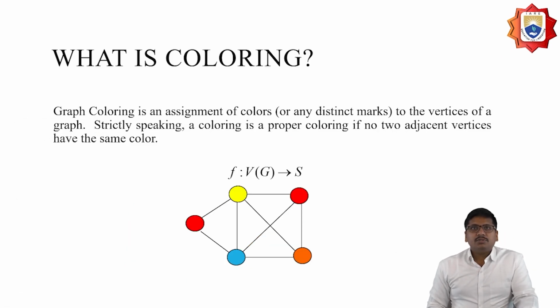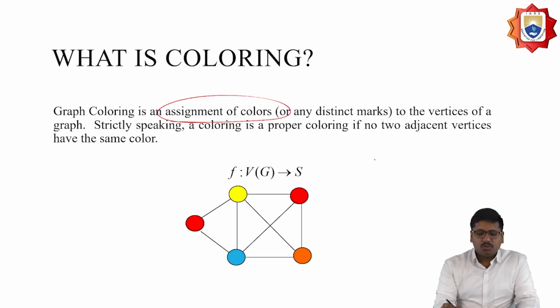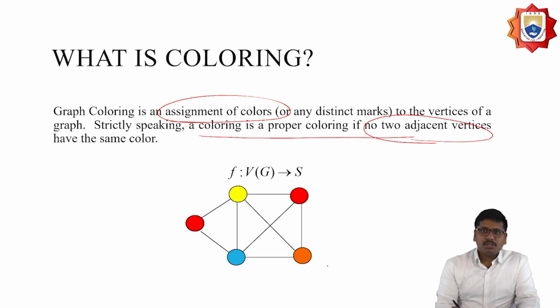So what is coloring here? Graph coloring is nothing but the assignment of colors to the vertices of the graph. Strictly speaking, the coloring is proper if no two adjacent vertices have the same color. So whenever we color the graph, no two adjacent vertices should have the same color. Let us consider this graph here.